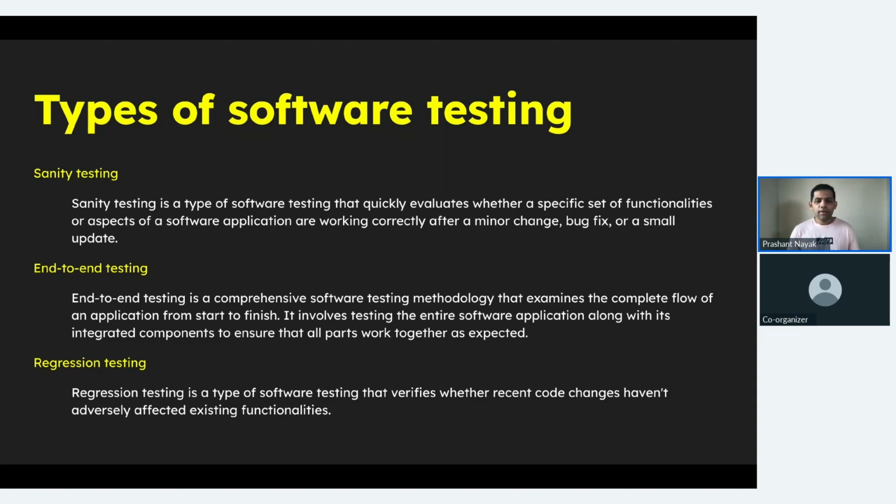And then we have regression testing. Regression testing is something that I'll talk about tomorrow in detail. It is a type of testing that verifies whether recent code changes haven't adversely affected existing functionalities. Let's take an example of Gmail again. Gmail has a feature called send email. Let's say you find a defect in the send email functionality: email is not getting sent. That defect got reported, the development team fixed it and sent it back to you for further testing.